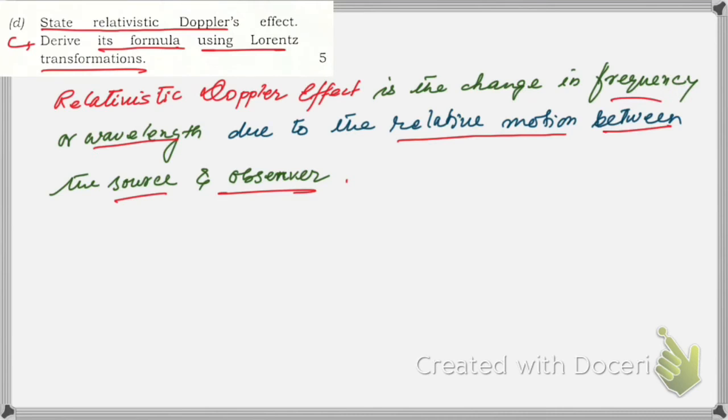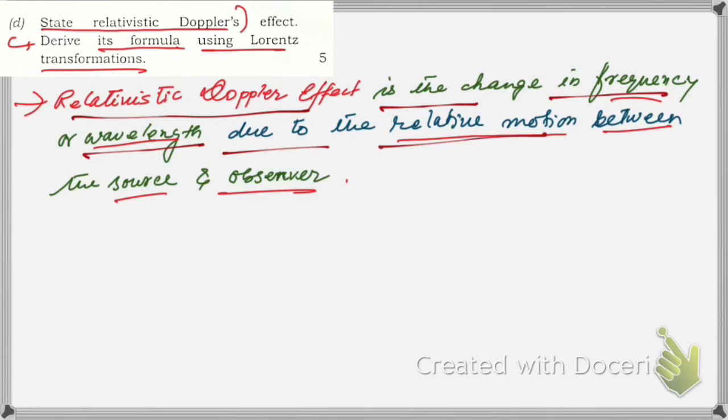Here is the relativistic Doppler effect. This is the definition of the relativistic Doppler effect: the change in frequency and wavelength due to the relative motion between the source and observer. This is all about the relativistic Doppler effect. Now let's go to the next part of the question: derive its formula using the Lorentz transformation.